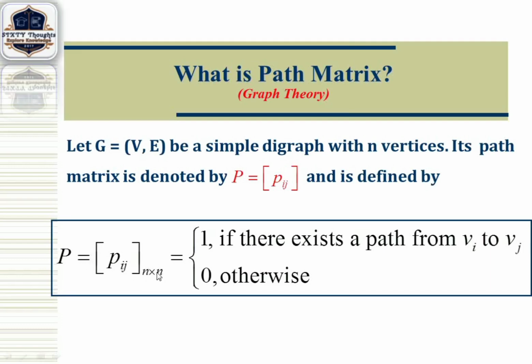So here n by n is nothing but we consider both rows and columns as vertices only, with Pij equal to 1 or 0. When will we assign 1? If there is a path between any two vertices, then we assign the value 1, otherwise 0. For example, we have to travel from one vertex to another vertex. If any path is there, then we assign the value 1. Suppose there is no path from one vertex to another vertex, then we assign the value 0.